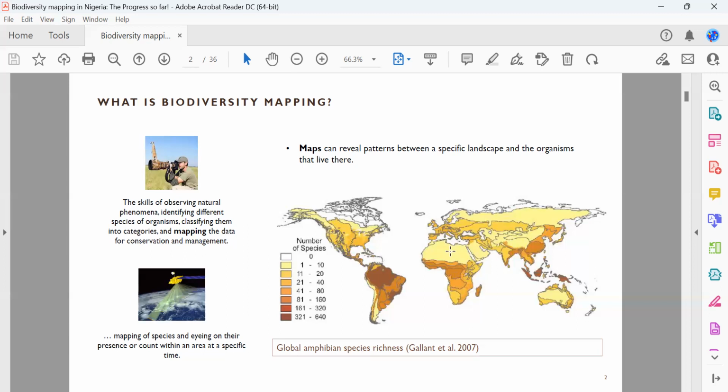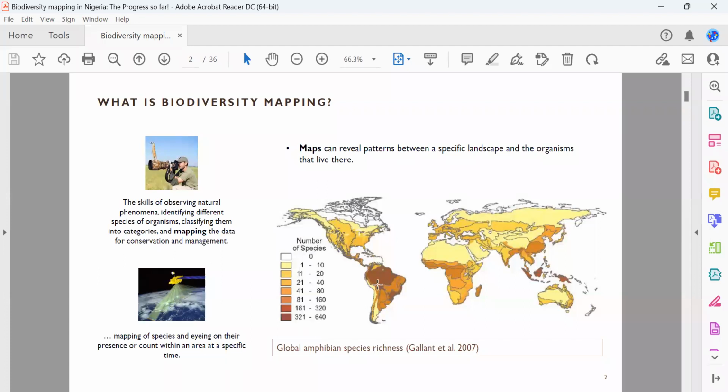And this map you see here is a biodiversity map for the number of amphibian species richness, according to Gallant et al. 2007. You can see where we have the greatest species richness for amphibians in the Southern Africa. There are over 600, more than 640 species.